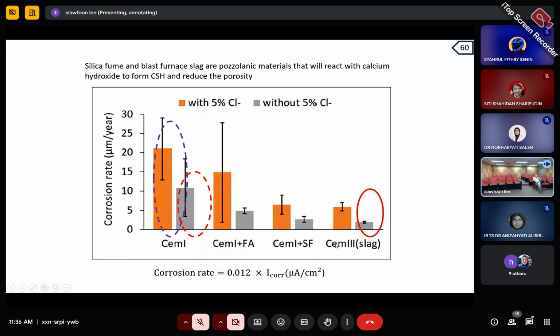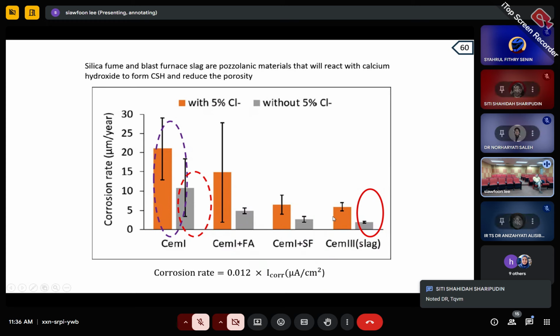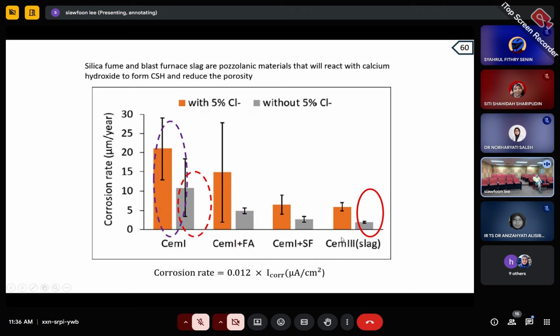And we can see that in this case, with 5% chloride concentration, when we use it with cement 3 slag, the corrosion rate is much lower than the cement 1 with this 5% chloride, and even lower than the cement 1 without chloride ion. So it is possible to directly use industrial waste that contains a high chloride concentration with the cement, but the only thing is we have to choose the proper type of cement to be used.